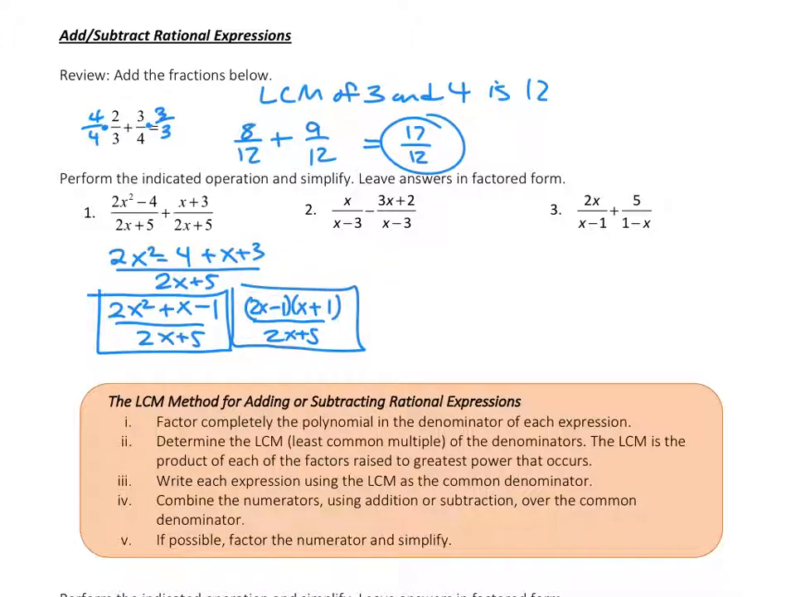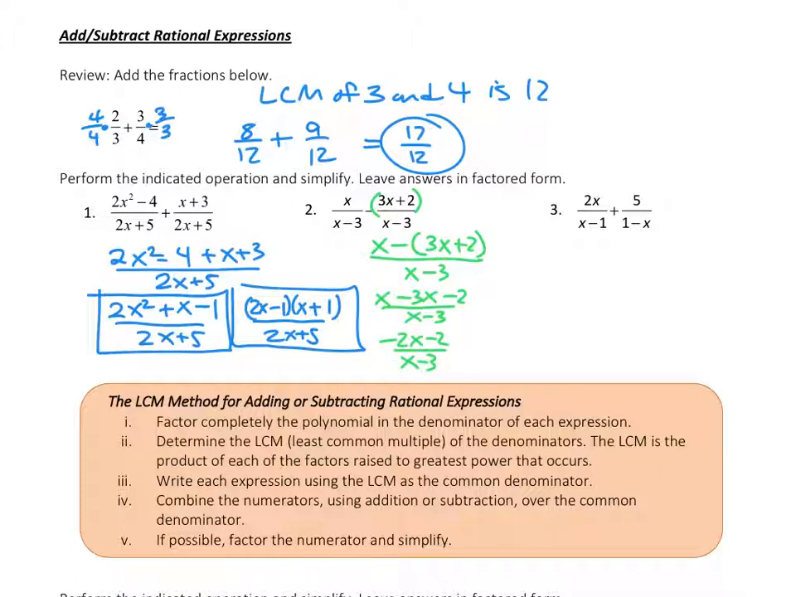Okay, in the next one, again, we already have common denominators, but this time we have subtraction, and we have to be careful to distribute the negative when I subtract that expression 3x plus 2. So I'm going to get x minus parentheses 3x plus 2 when I combine it into one fraction over x minus 3. And I distribute my negative and get x minus 3x minus 2 over x minus 3. And then combine like terms on the top, and we get negative 2x minus 2 over x minus 3.